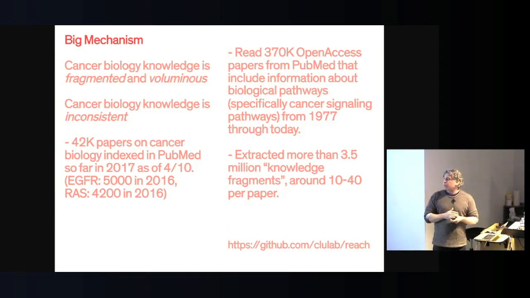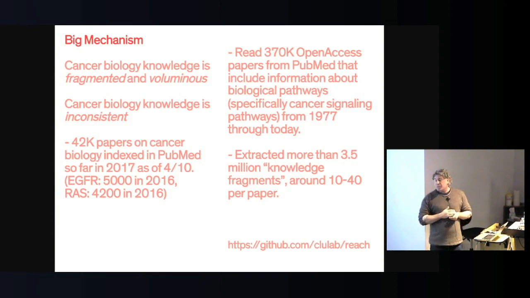There's 42,000 papers on cancer biology indexed in PubMed so far in 2017, and it's only May. As of April 10th, yesterday, even looking for papers about a particular protein that you might be interested in studying, there were 5,000 papers about the EGFR protein, or the protein complex rather, in 2016, and RAS, which is implicated in certain cancers, 4,200 individual papers about this one protein.